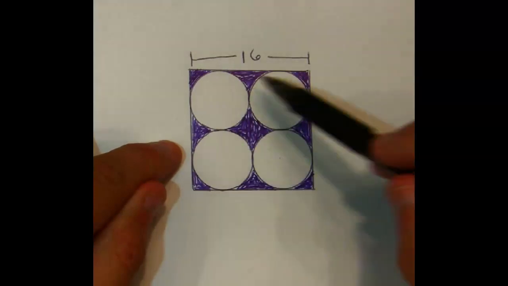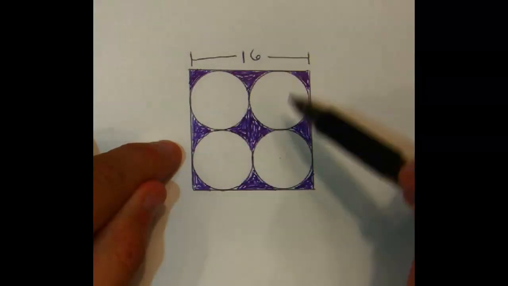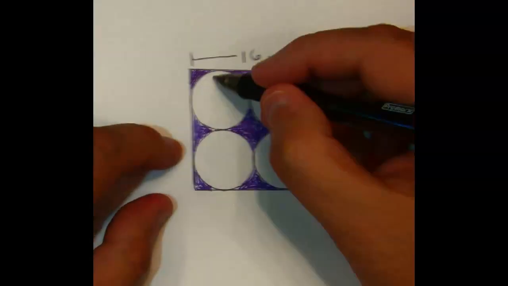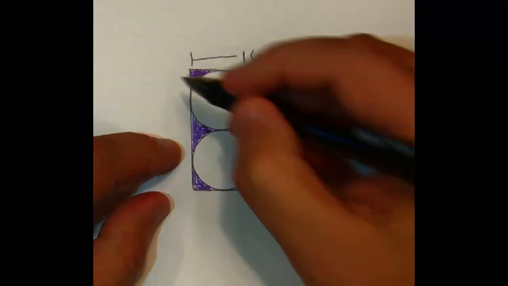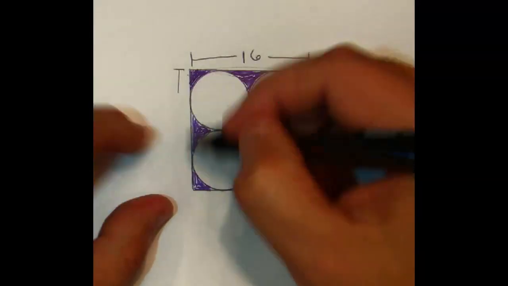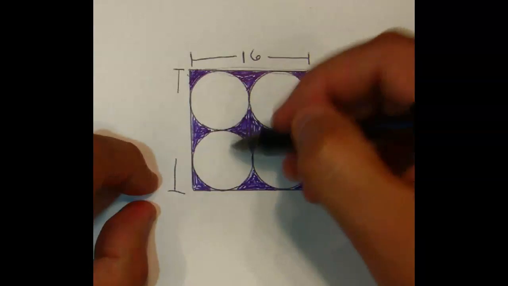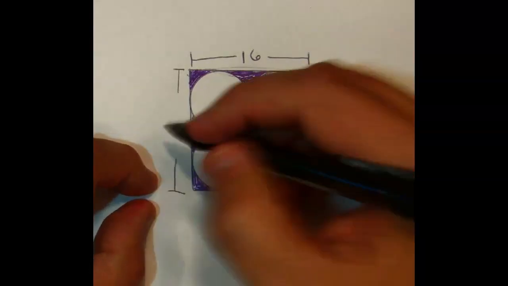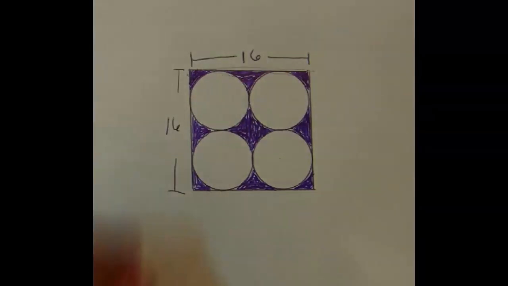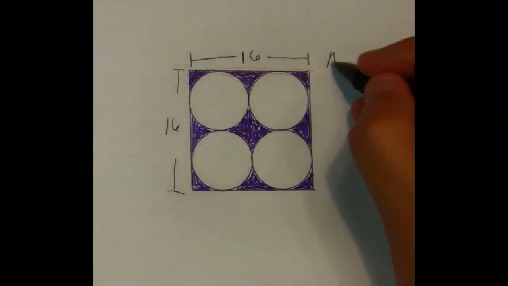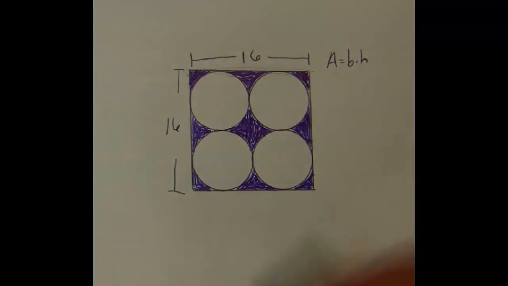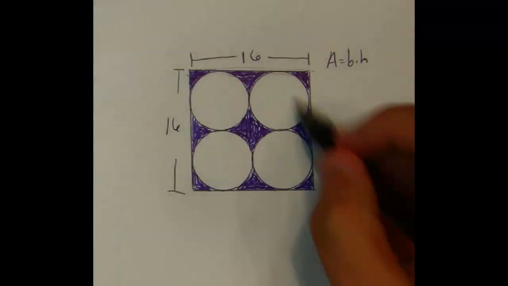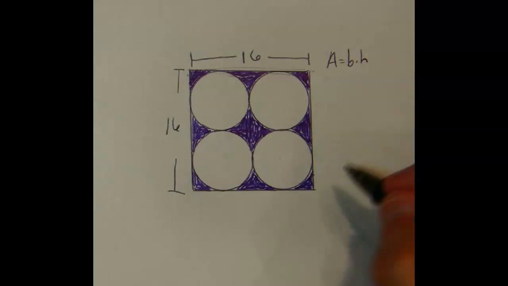Since we have 4 identical circles, this is not going to be as difficult as you think, because when you stack these 2 circles together, you get 16. Well, look what you have here. You have the same 2 size circles stacked here, which is also 16. So I have an area of a rectangle or square, base times height, or s squared, and then I have these 4 circles.